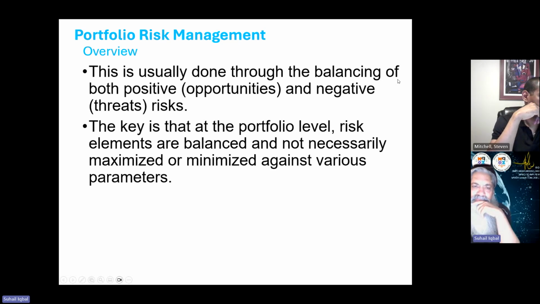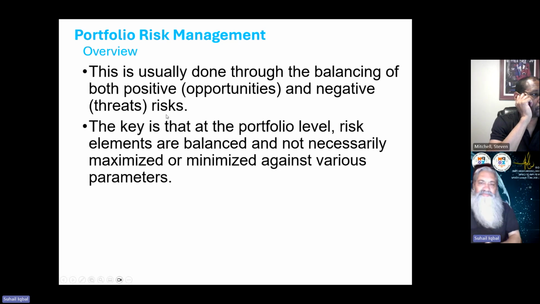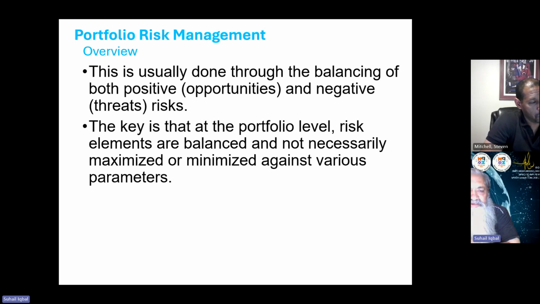This is usually done through the balancing of both positive and negative threats. Now, coming back to the same statement, you understand at the portfolio level how big the risks could be, whether they are positive or negative. Now let's talk about balancing them. The key is that at the portfolio level, risk elements are balanced and not necessarily maximized or minimized against various parameters. So rather than eliminating a risk, whether it is a positive or negative risk, we work on balancing the risks.